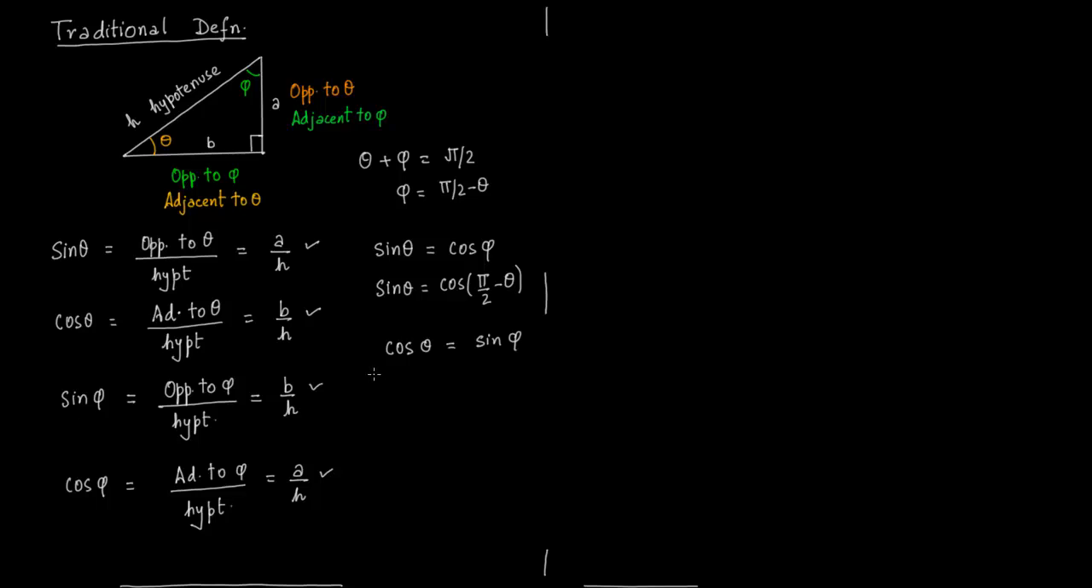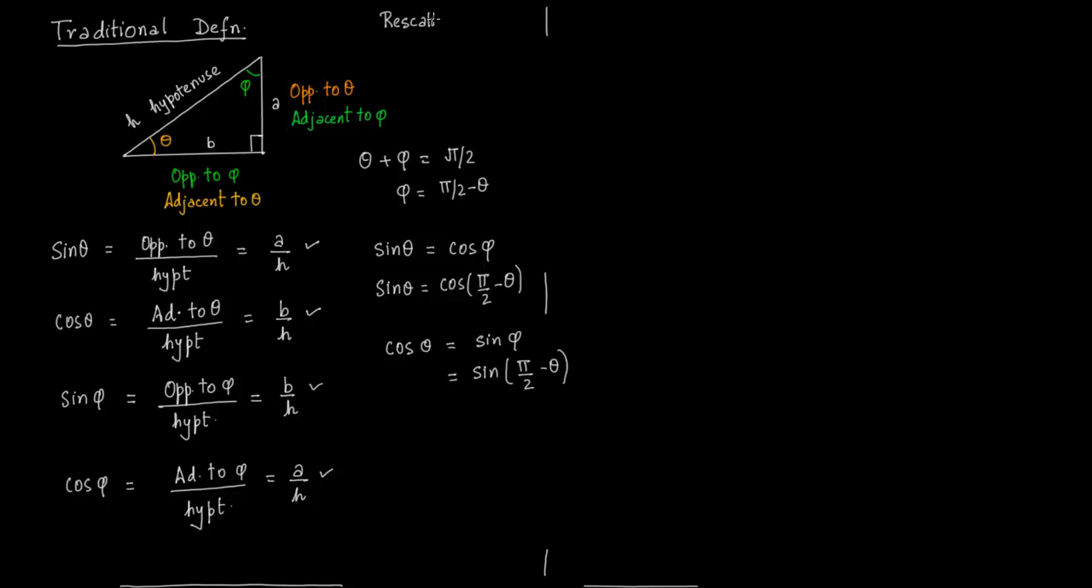So again we write phi equals pi by 2 minus theta. So cos theta is equal to sin of pi by 2 minus theta, and that is what I am going to write. So you know the two formulas now. Cos theta is sine of pi by 2 minus theta, and sine theta is cos of pi by 2 minus theta. So this is a good way to remember sine theta and cos theta, and sine phi and cos phi.